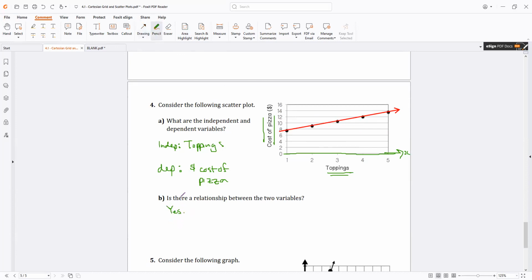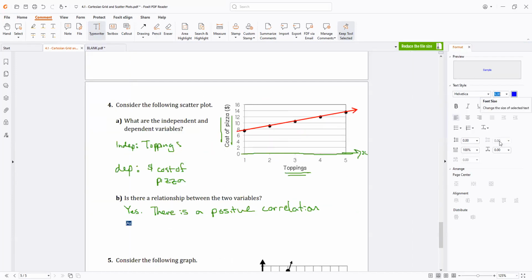yes, and I'm going to use a very specific word. There is a positive correlation. Positive, what does that mean? As one increases, the other increases. So, how about I write this? As, that's really small. Give me a second. As the number of toppings increases, the cost also increases.